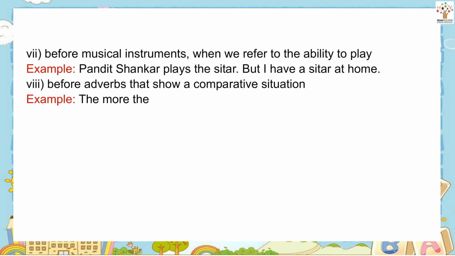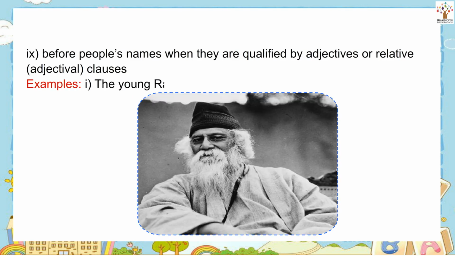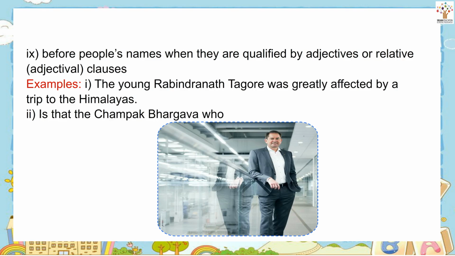Example: the more the merrier, the sooner the better. Before people's names when they are qualified by adjectives or relative adjectival clauses. Examples: the young Rabindranath Tagore was greatly affected by a trip to the Himalayas. Is that the Champak Bhargav who helped you yesterday?